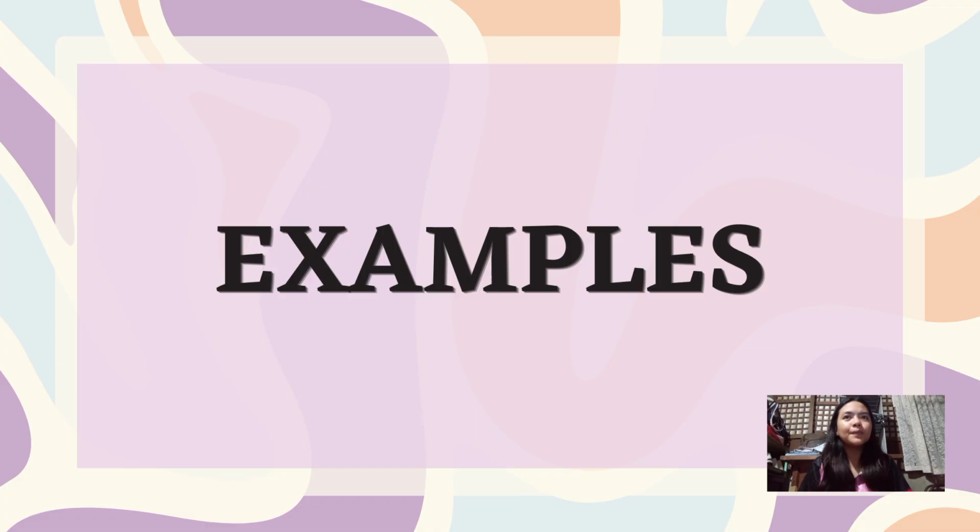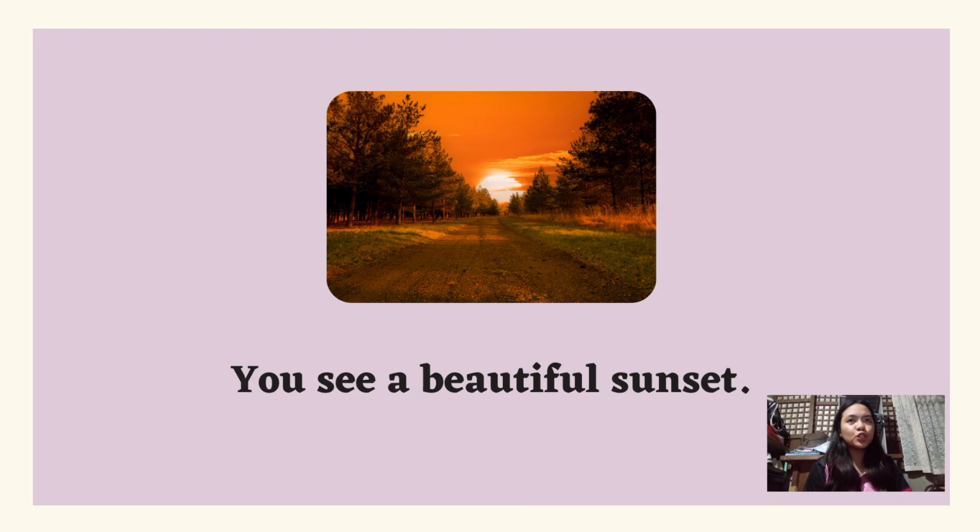So for our examples, it is like this. You can see from this picture like you see a beautiful sunset. So what would be your reactions or what would you feel when you see a beautiful sunset? 'Di ba you would say like, wow, it's an amazing and beautiful sunset. So the word wow is the interjection from the scenario or situation.